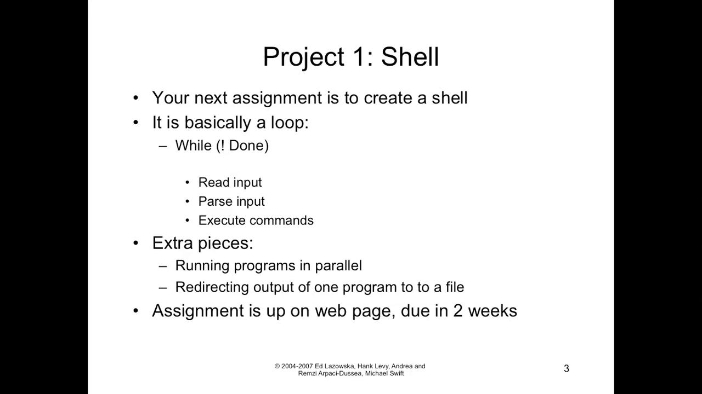So if something ends with a plus, you want to fork a shell to run it separately. If it doesn't end in a plus, you can just run it in a loop within your shell. Hopefully this will make a little more sense once you start actually thinking about and writing the code. Any questions? It's a little boggling right now. Yes?